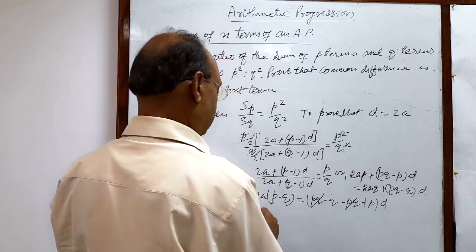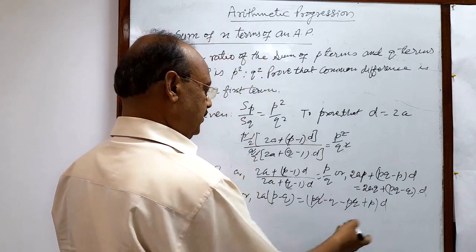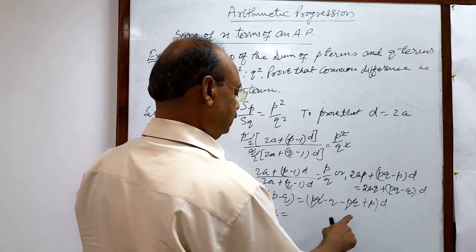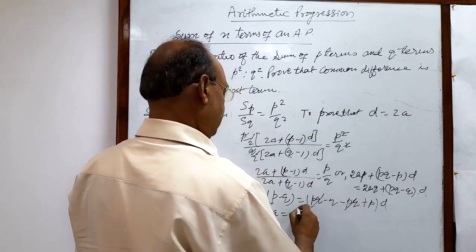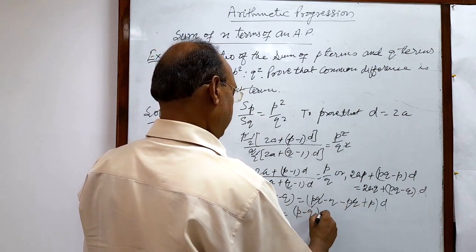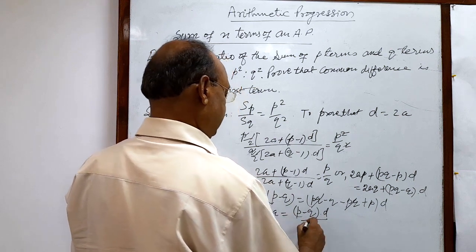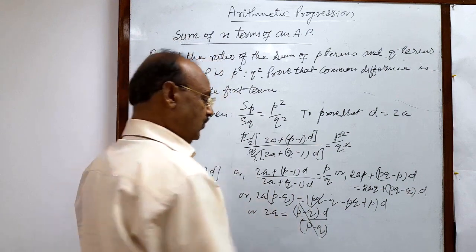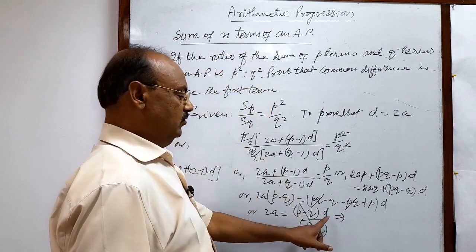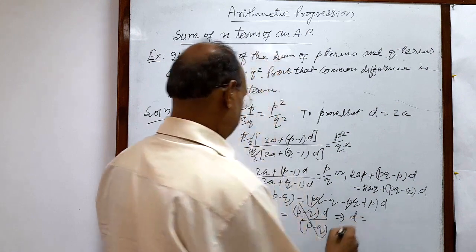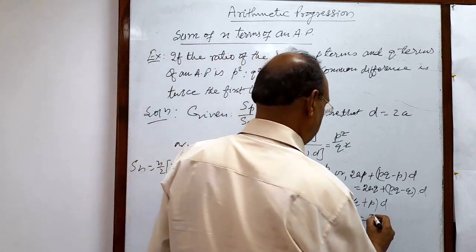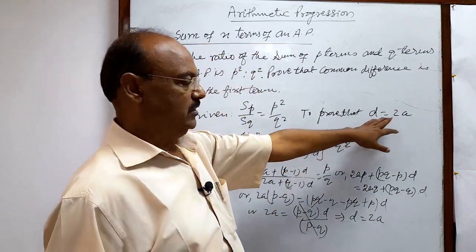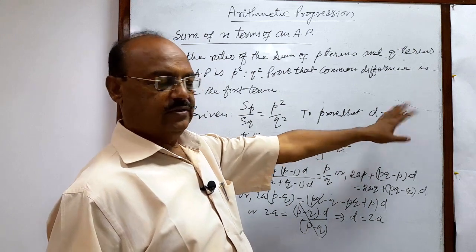Okay, so 2a is equal to, this part is p minus q, into d, and transposing this p minus q to the right hand side, the p minus q will be cancelled out. So finally we are getting the result. On one side we have d and on the other side we have 2a. So d is equal to 2a, that we were supposed to prove. d is equal to 2a. The common difference is twice the first term.